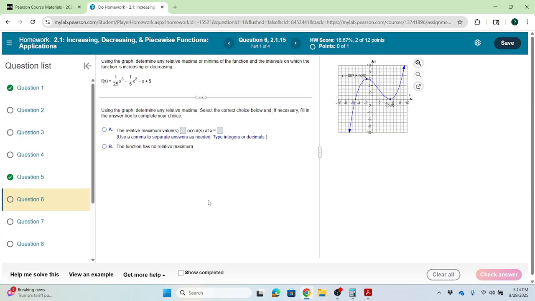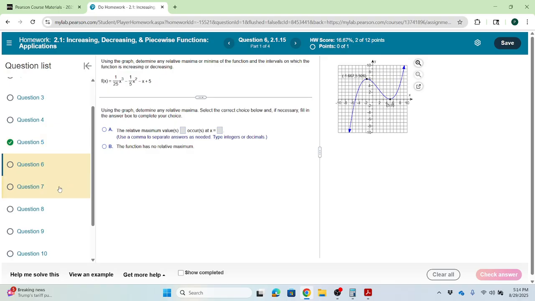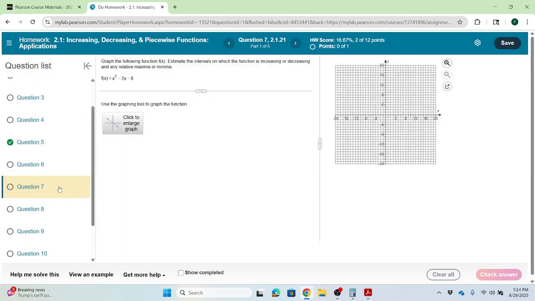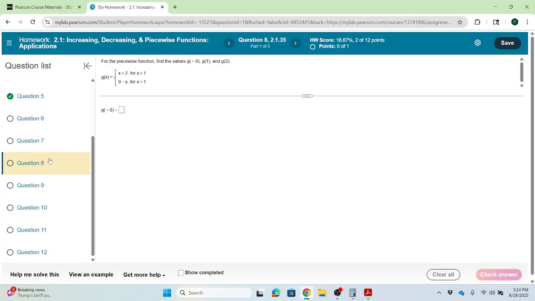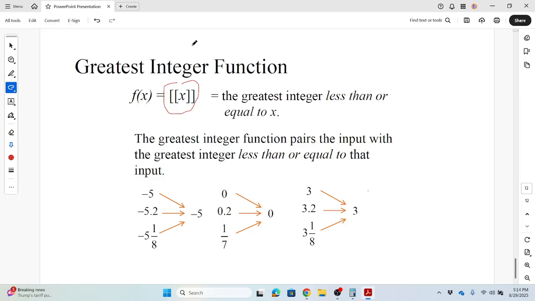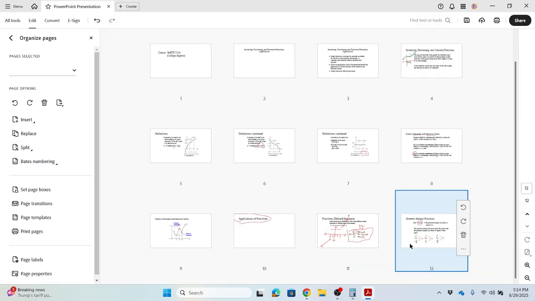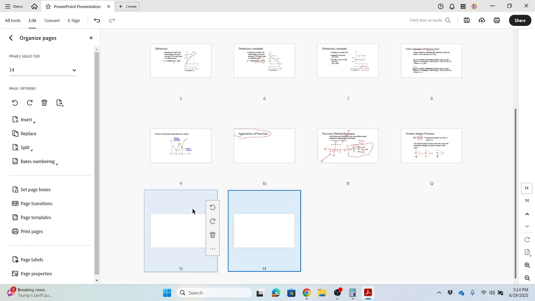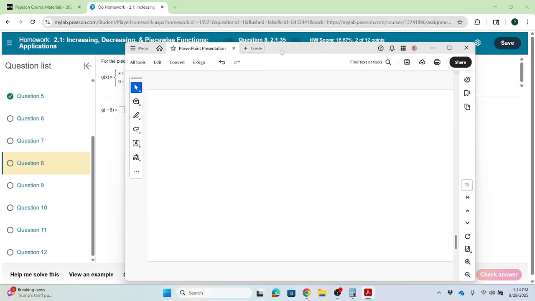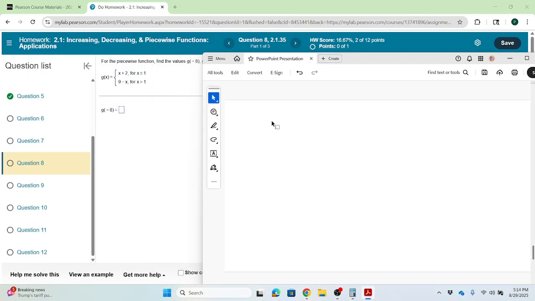Let's look at more examples from your homework here. It's a relative maximum and minimum. That's easy. Okay, a problem like this, what is that? A piecewise function. We just discussed the piecewise function. Here, this is the piecewise function we have been given, and then we are asked to find the value of the function at different points.